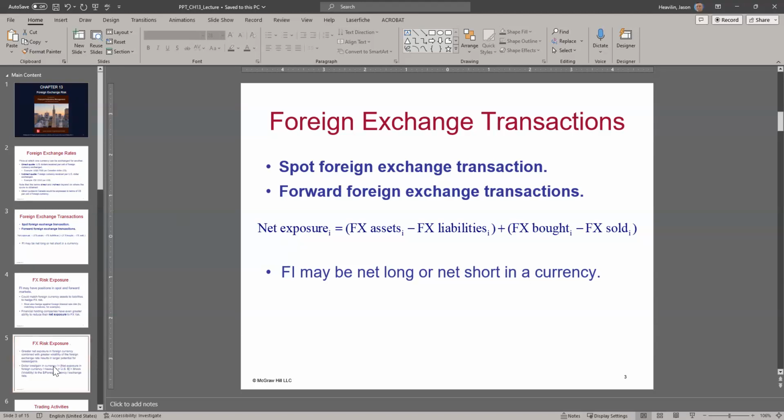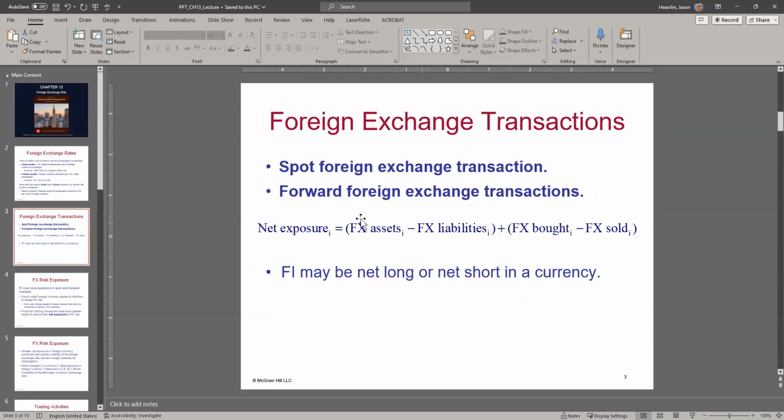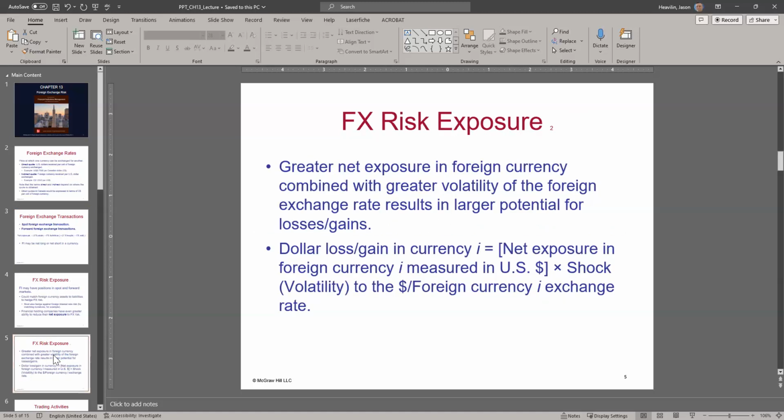the higher your risk. So here, the greater the net exposure, in other words, the greater this number, combined with a greater level of volatility on the foreign exchange rate, then each one of those are two different measurements of risk. So when you put it together, you get your total risk, and then you have that larger potential for losses and gains. But it's just another way to say higher risk, higher return, but also potential higher losses or greater losses.